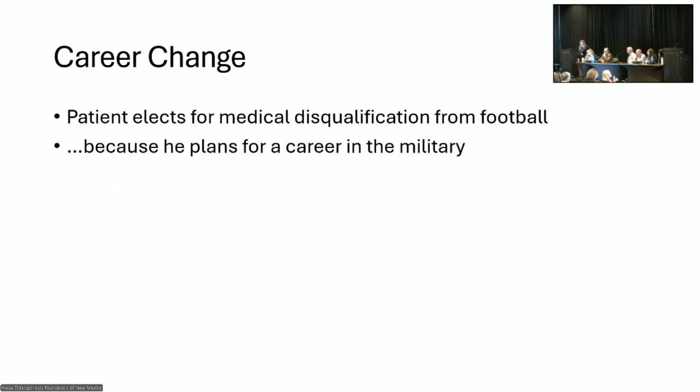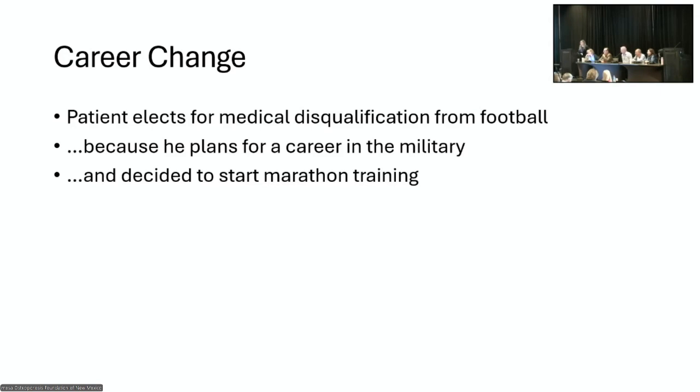So that was great. And then he also decided to start marathon training because he wanted to stay in shape. And for those of you who may not know, the 2 probably largest cohorts of people that we study for stress fractures are military recruits and distance runners. So I was like, this is going to be fun, you know? Like, this will be great.